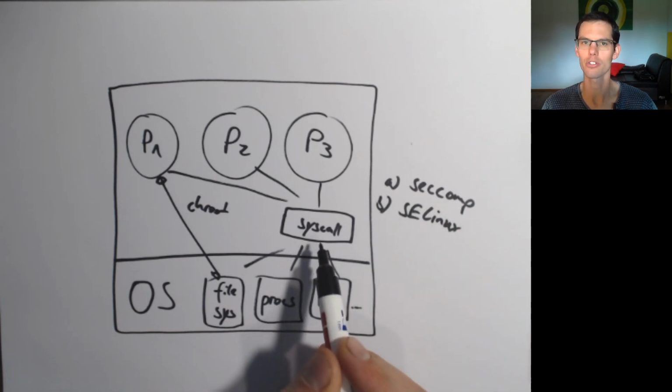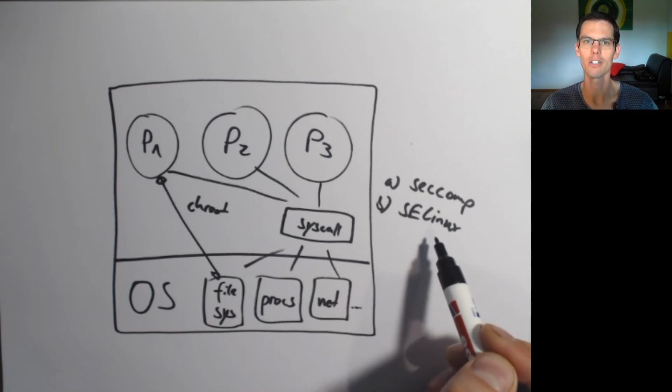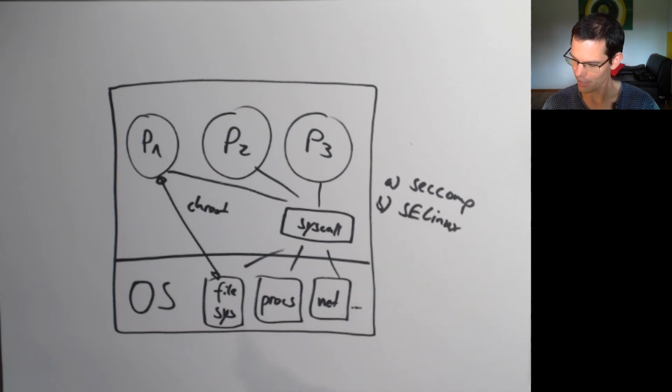And every time a system call is invoked, either the seccomp filter or the SELinux filter would kick in to check whether or not this is actually allowed. And finally, what you can also do, and it's also something we're going to look at, is that you can provide the processes with different so-called namespaces.